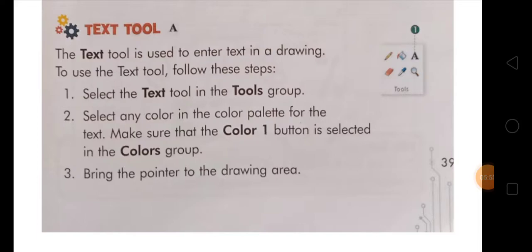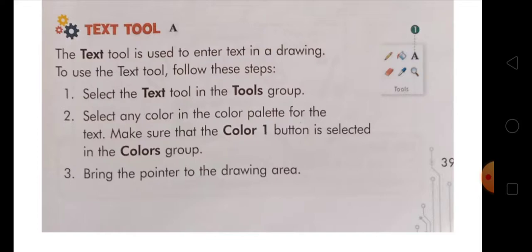Firstly, select the text tool in the tools group. After that you have to select any color in the color palette, and you can choose any color from the color palette for the text. Also make sure that the Color 1 button is selected in the colors group. Third, bring the pointer to the drawing area.